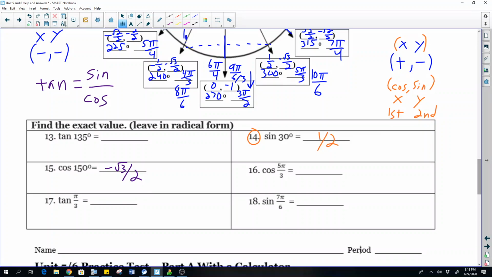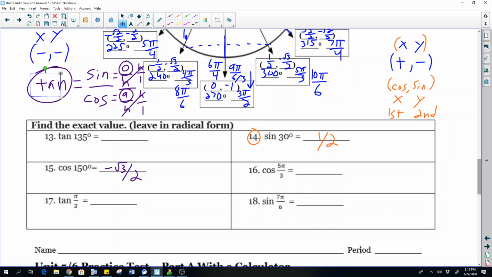So tangent is equal to sine over cosine. Some of you don't believe me, but that is a true relationship. Let me prove it. Sine is equal to opposite over hypotenuse, and cosine is equal to adjacent over hypotenuse. So that's a big fraction over a fraction. If we multiply the top and bottom by hypotenuse over 1, then the hypotenuses cancel, and we're left with opposite over adjacent, which is tangent. So that's why tangent is sine over cosine, opposite over adjacent.